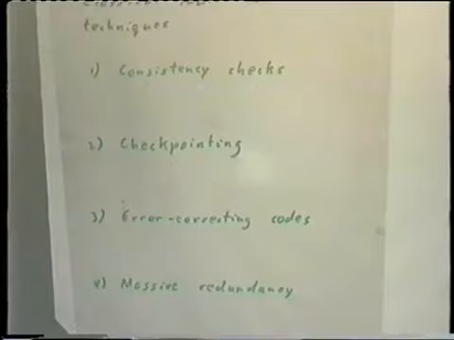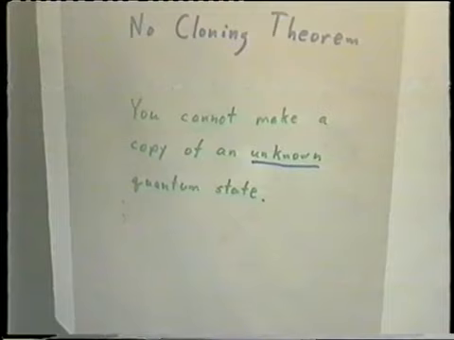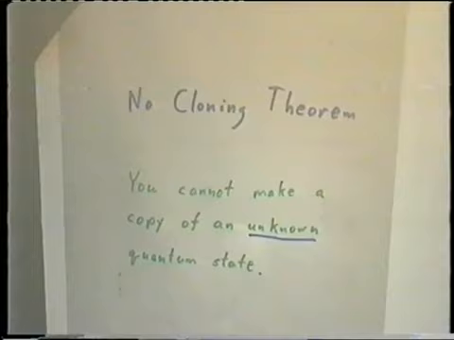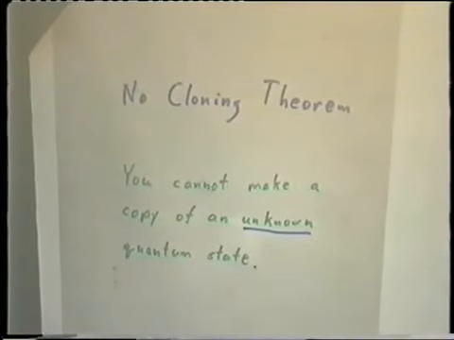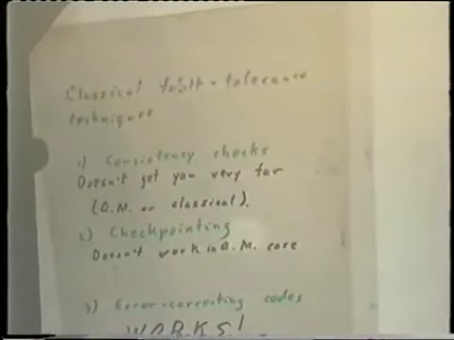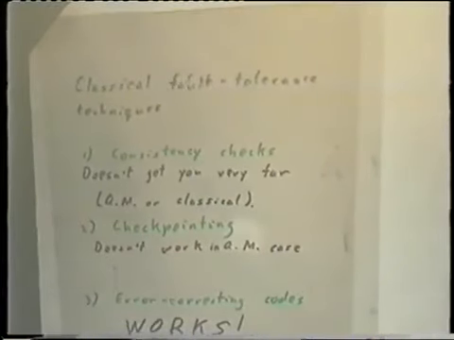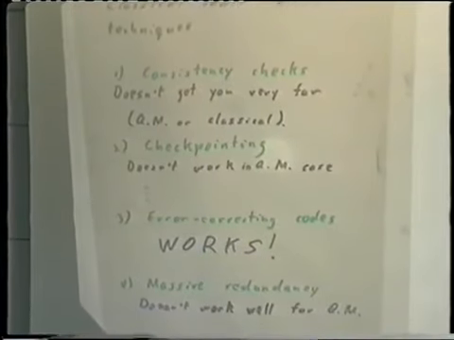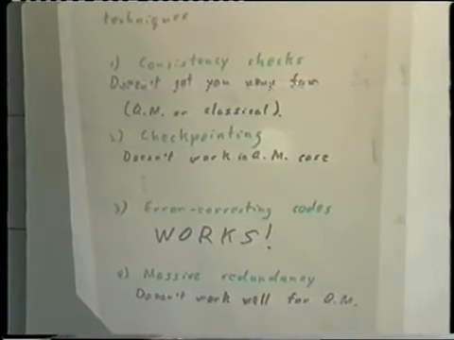So you can ask whether these work quantum mechanically, for quantum computers. And you immediately run into the problem that you cannot make a copy of an unknown quantum state. And what that does is, well, it eliminates most of these techniques, and at first glance it eliminates all of them, but it turns out that number 3, error correcting codes, actually can be made to work.